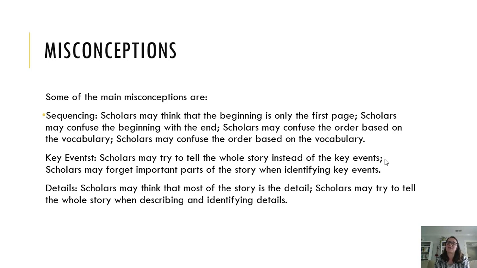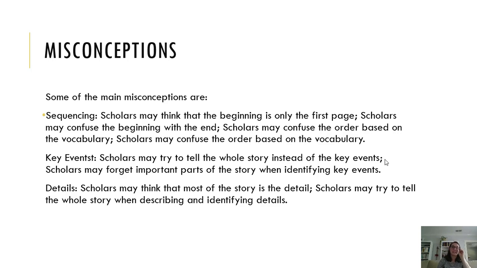For key events, scholars might try to tell you the whole story instead of the actual key important events. So make sure that when scholars are telling you those key events, they're just picking out those really important moments in the book that might change or affect the plot. And then scholars might just forget parts of the story. So when scholars are retelling you those key events, if they skip a big chunk, have them go back to the story and look at it to help jog their memory. I always tell scholars to go back to this book if you forget something. That can always help you.